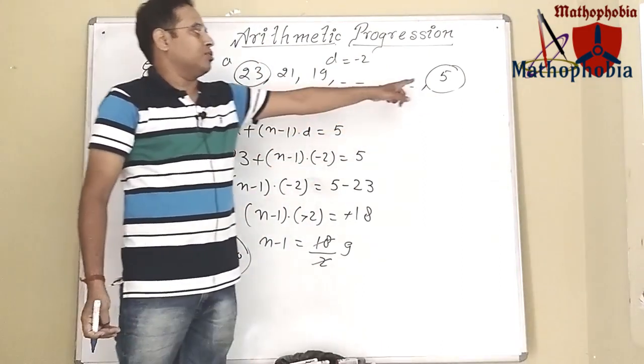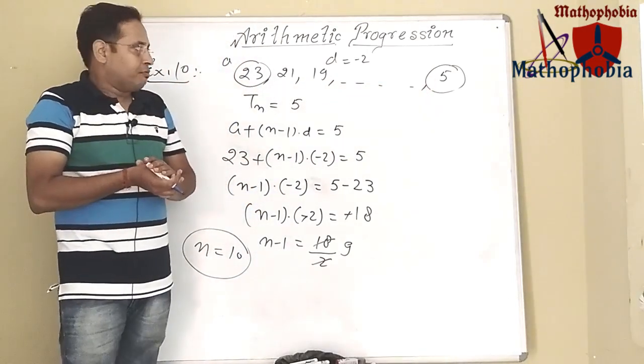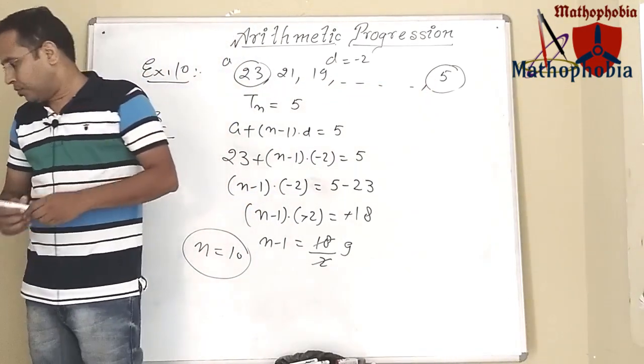10th row में कितने plants होंगे? There will be 5 plants in the 10th row and the total number of rows is 10. Let's move on to the next one.